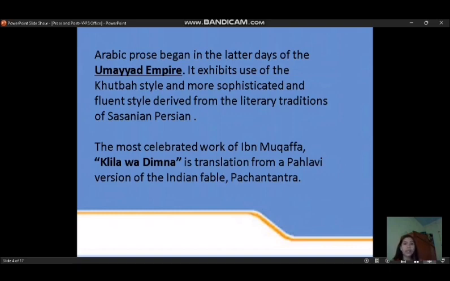Arabic prose began in the later days of the Umayyad Empire. It exhibits use of the khutbah style and a most sophisticated and fluent style derived from the literary traditions of Sasanian Persian. So the most celebrated work of Ibn Muqaffa is Kalila wa Dimna. So it's a translation from the Pahlavi version of the Indian fable Panchatantra.